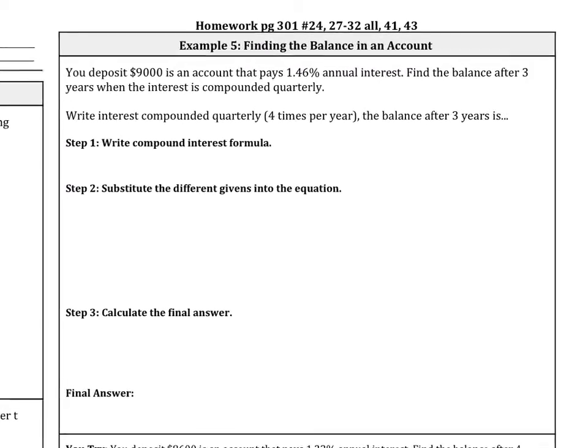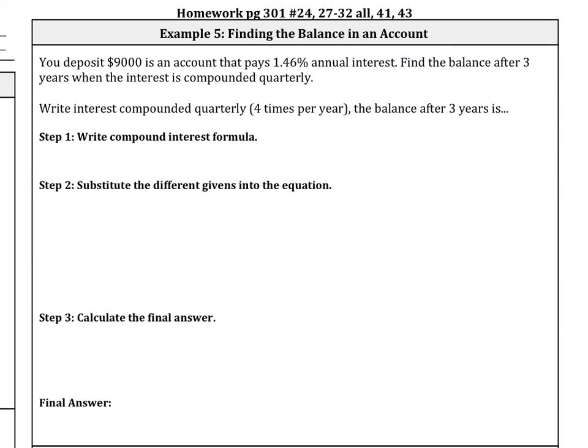We're going to find the balance in an account. You deposit $9,000 in an account that pays 1.46% annual interest. Find the balance after 3 years when the interest is compounded quarterly. Interest compounded quarterly means 4 times per year. So let's identify what we know.